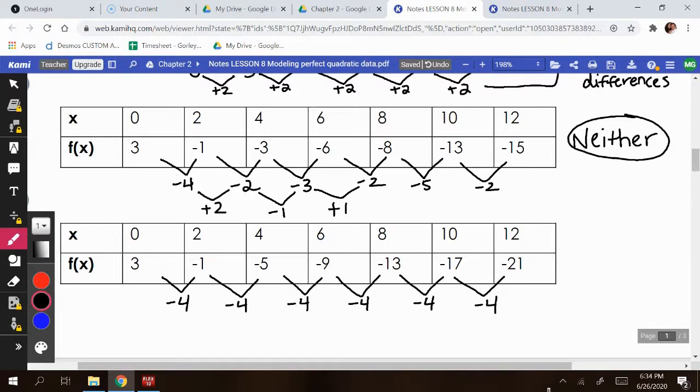So I'm not even going to look at the second differences because we already can see here that we have constant first differences. So this is going to be a linear model.